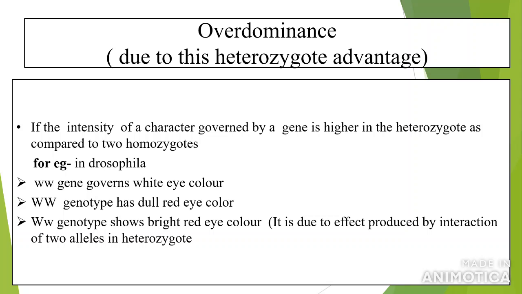Overdominance. If the intensity of a character governed by a gene is higher in the heterozygote as compared to two homozygotes. For example, in Drosophila, small w gene governs white eye color, capital W genotype has dull red eye color, capital W small w genotype shows bright red eye color. It is due to the effect produced by the interaction of the two alleles in heterozygote.